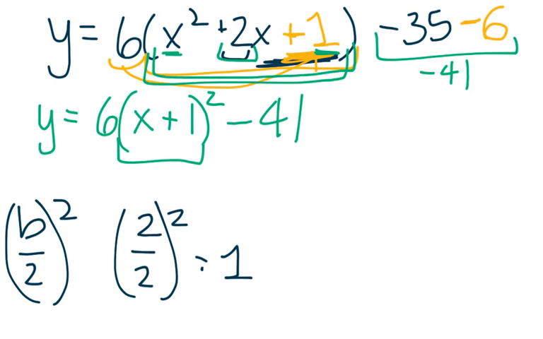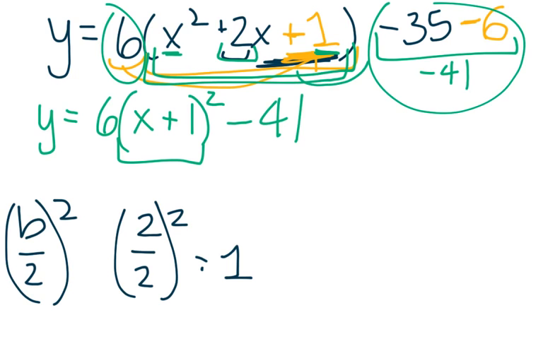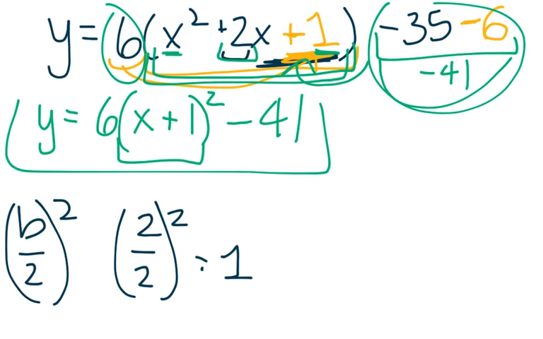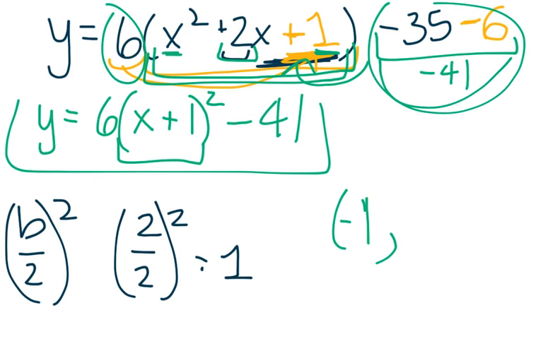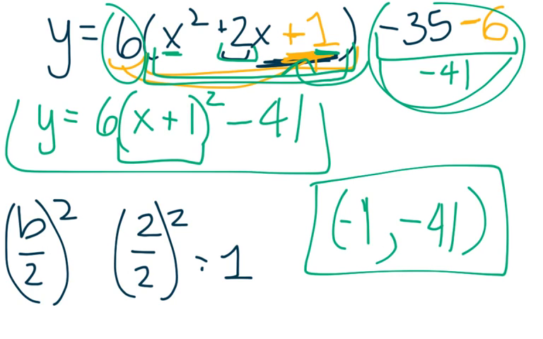We factored it out to look like a binomial squared. We made sure that we subtracted the value that we added within the parentheses on the outside, and now we have a vertex form equation where we have a vertex of negative 1, because remember in our equation it's a negative h, negative 1, and negative 41. That is the vertex of this parabola, and this parabola, we can tell from our leading coefficient, is an upward facing parabola with the vertex of negative 1 and negative 41.